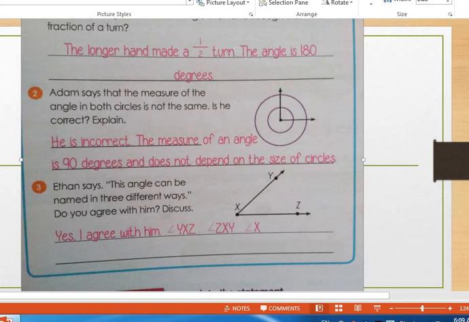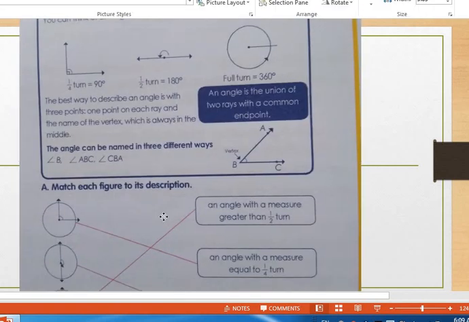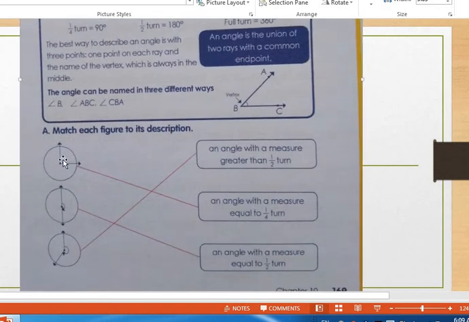Okay, and in the practice book, we're going to have a look. Yeah, the same idea here. Can you see an angle of 90 degrees, which is a quarter turn? Yes. Here 180 degrees, a half turn. Yes, an angle with a measure greater than a half turn.